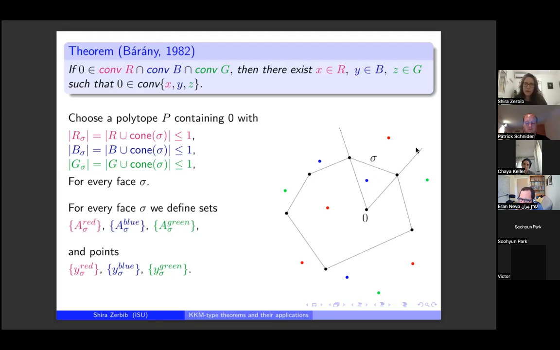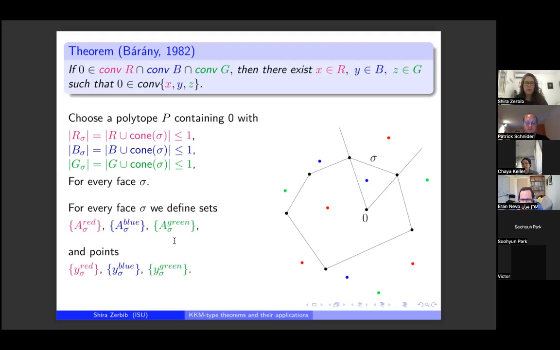And the other condition is that I want this angle here to be less than 90 degrees, which I can also do by subdividing faces. Okay, so I told you what the polytope is.